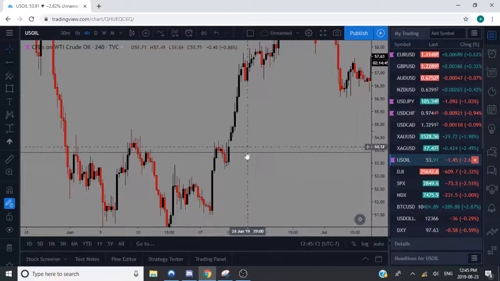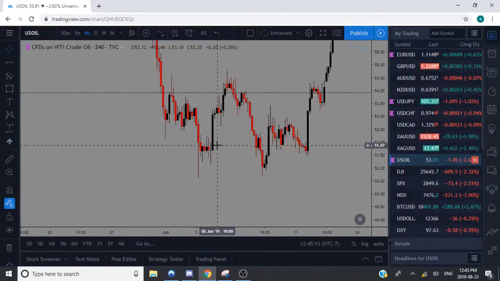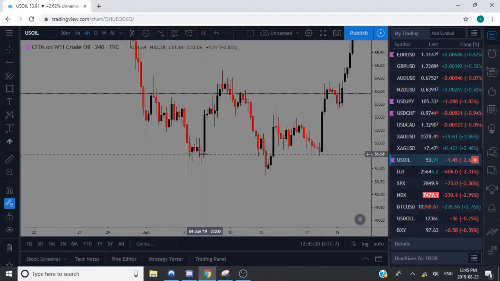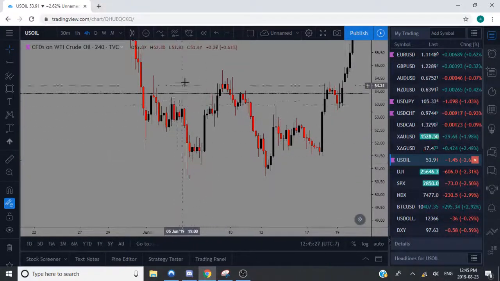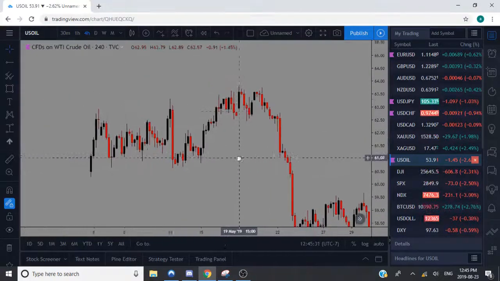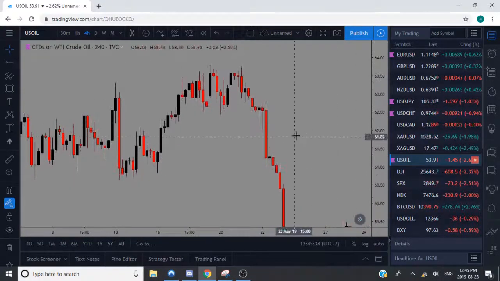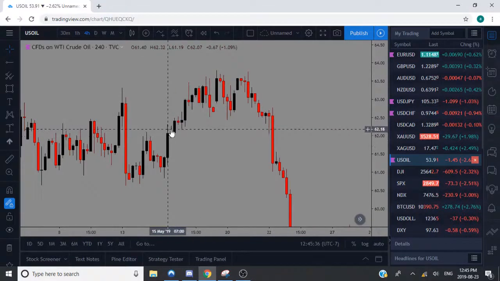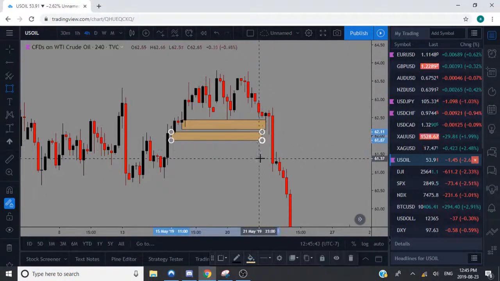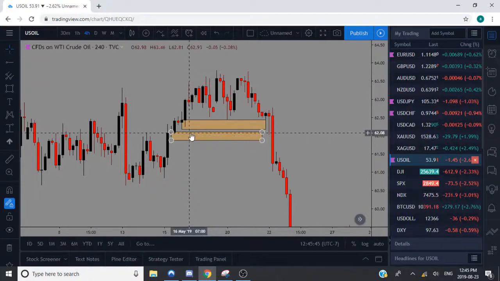So let me quickly see if I can find one. Here was a drop-base-rally, but these are so far in between each other that I don't want to call them a level on top of level. Here's an example of a rally-base-rally, two levels on top of each other. Rally-base-rally-base-rally. Depending on how you draw them, you call them two levels.